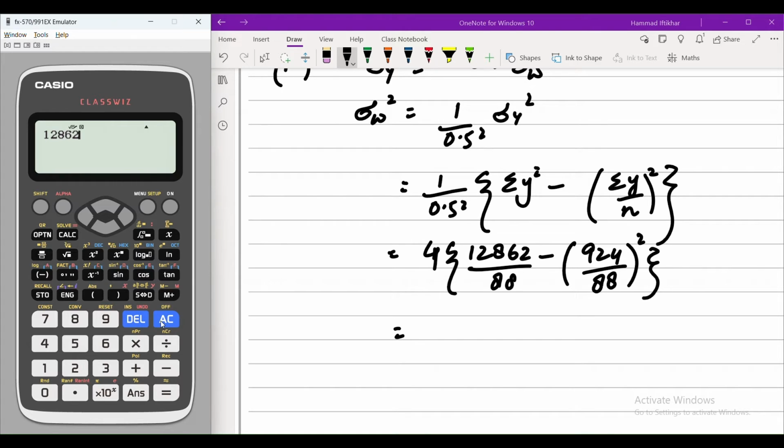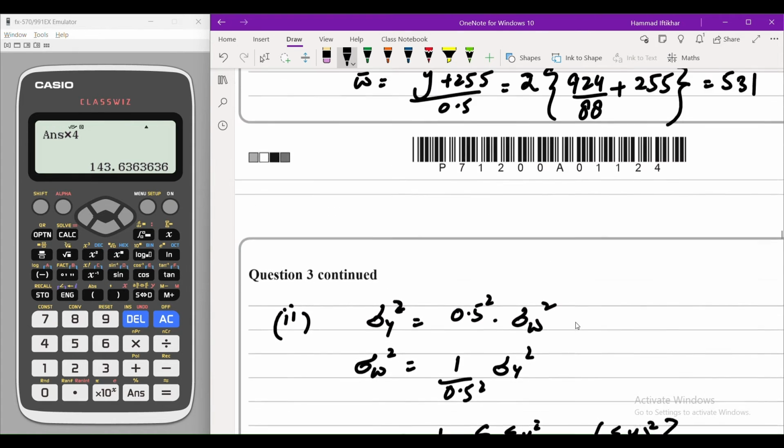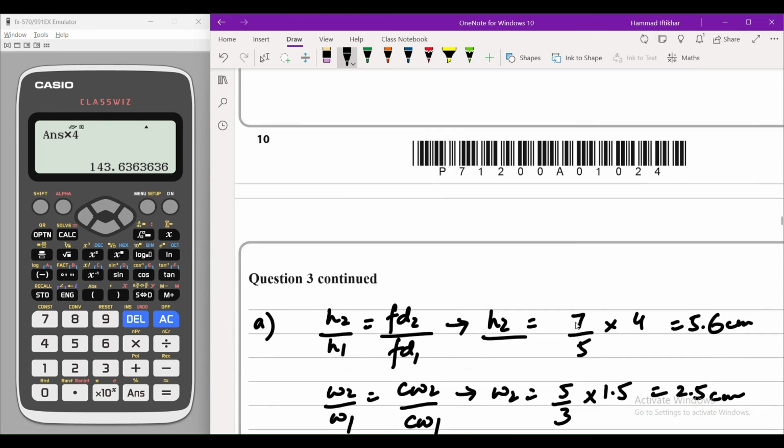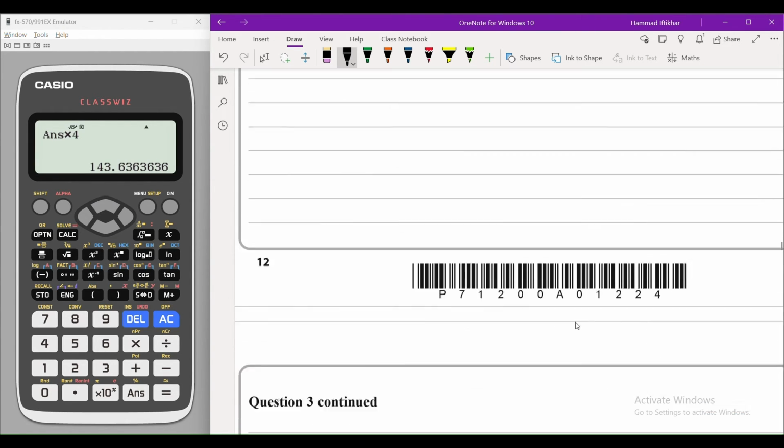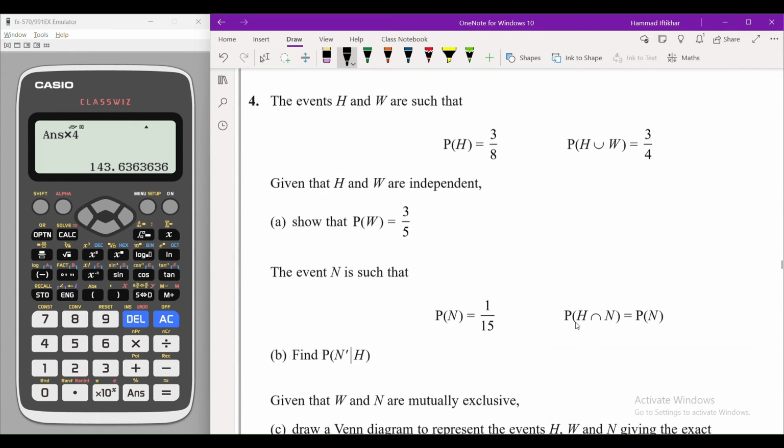12862 divided by 88 minus the 924 divided by 88 whole square. That is this times by 4. That is, okay, 143.6. Right, okay, so that's about it for question number 2, part E, part 2. All right. Moving on to question number 4.